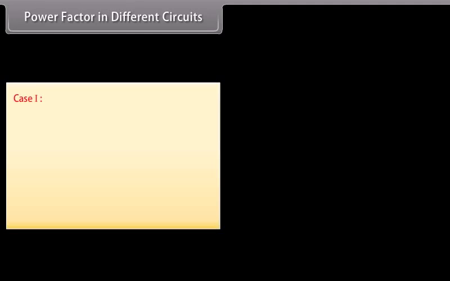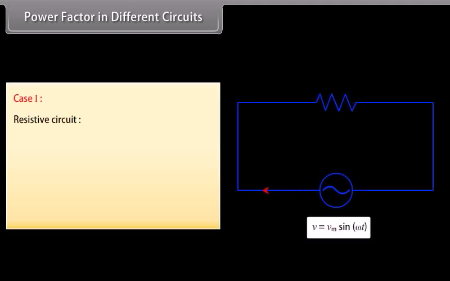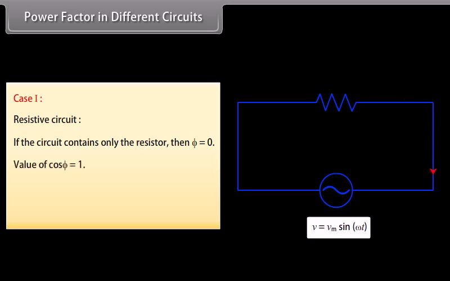Power factor in different circuits. Case 1. Resistive circuit. If the circuit contains only the resistor, then phi is equal to 0. Value of cos phi is equal to 1. There is maximum power dissipation. P bar is equal to the product of Vrms and Irms.